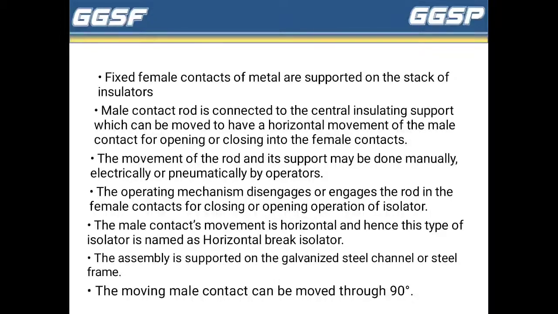The operating mechanism disengages or engages the rod in the female contacts for closing or opening operation of isolators. The male contact movement is horizontal and hence this type of isolator is named horizontal break isolator. The assembly is supported on the galvanized steel channel or steel frame. The moving male contact can be moved through 90 degrees.